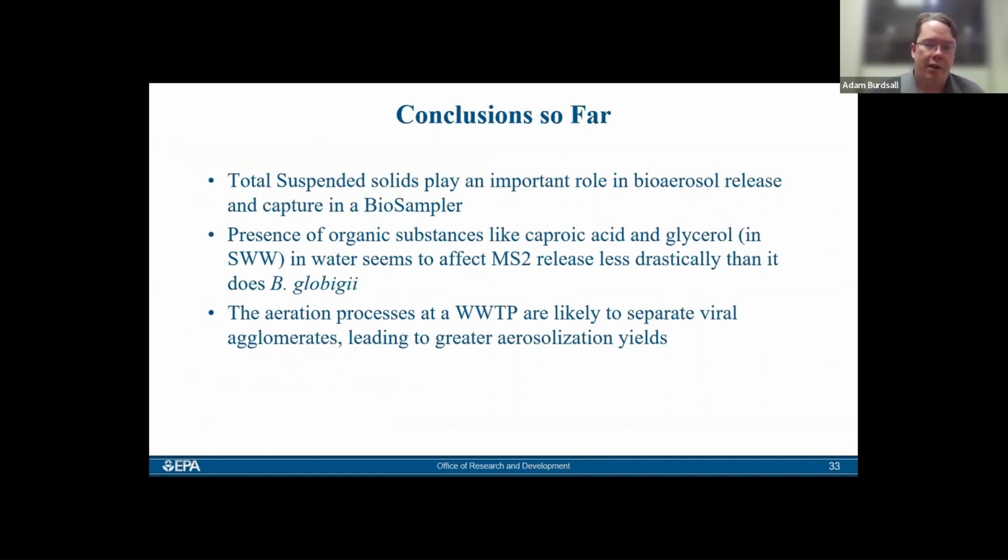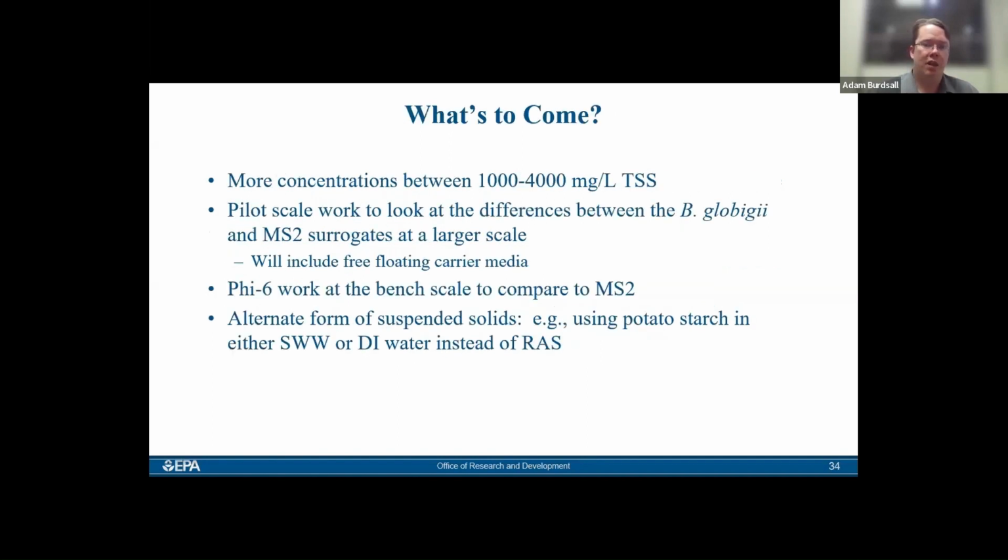So our findings so far suggested that suspended solids have an important role to play in bioaerosol release and capture in a biosampler. Organic substances seem to affect MS2 release less drastically than it does BG, but MS2 agglomerates may be more easily separated by the aeration process. This may lead to higher aerosolization yields at a wastewater treatment plant over time for viruses like MS2.